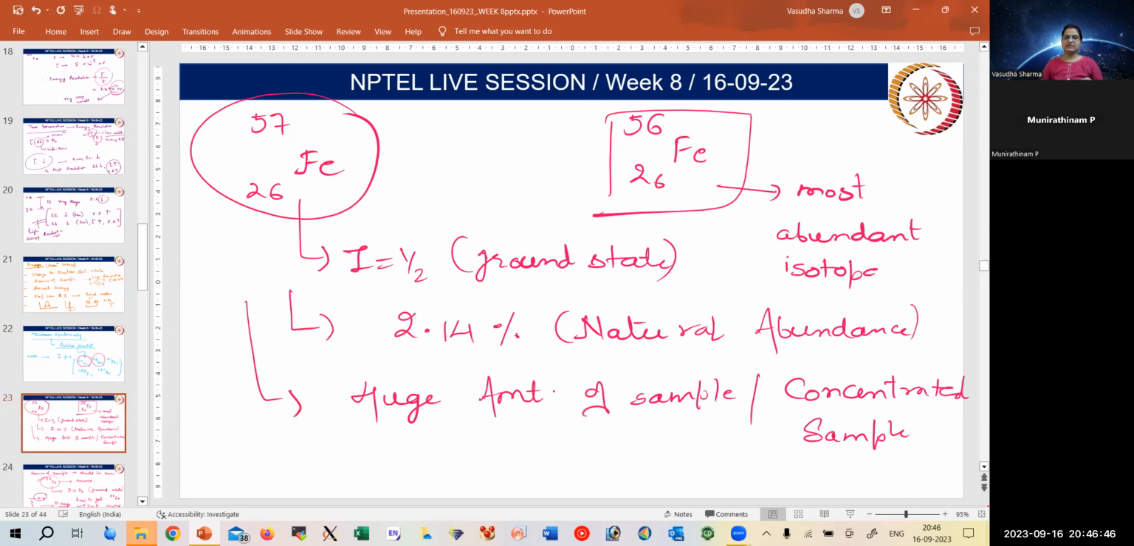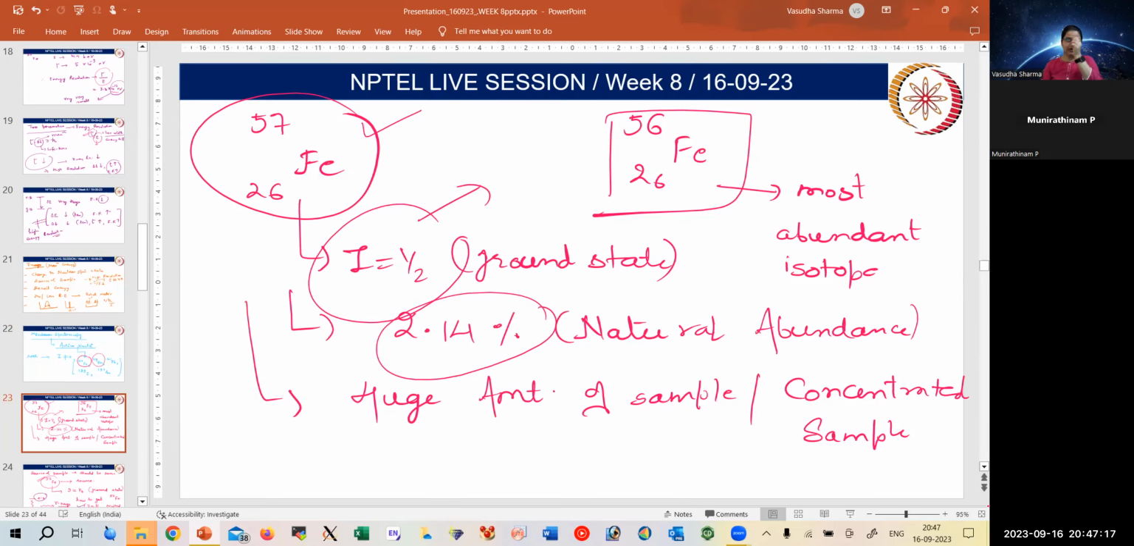Now we know that in Mössbauer spectroscopy, the source and sample should be the same element, but the source should already be in an excited state so that it can emit energy. If I take iron-57, the most abundant form is iron-56, which is not Mössbauer active. Iron-57 is Mössbauer active, with an abundance of 2.14%, and it has I equals half. If I equals half, that means it's a ground state. It will not emit any energy, so there won't be any emission of gamma rays.